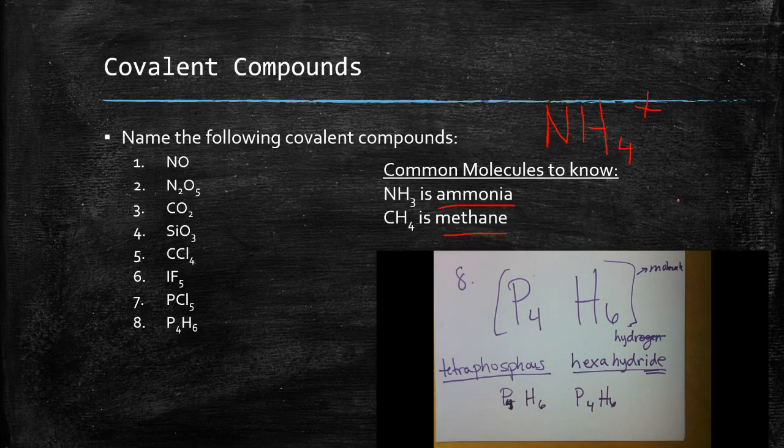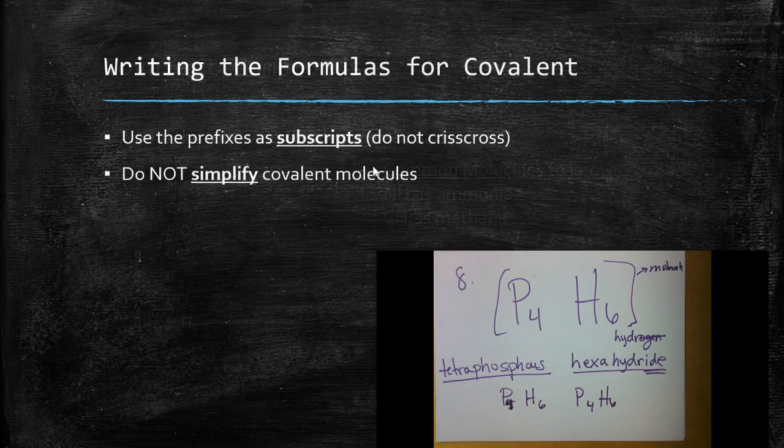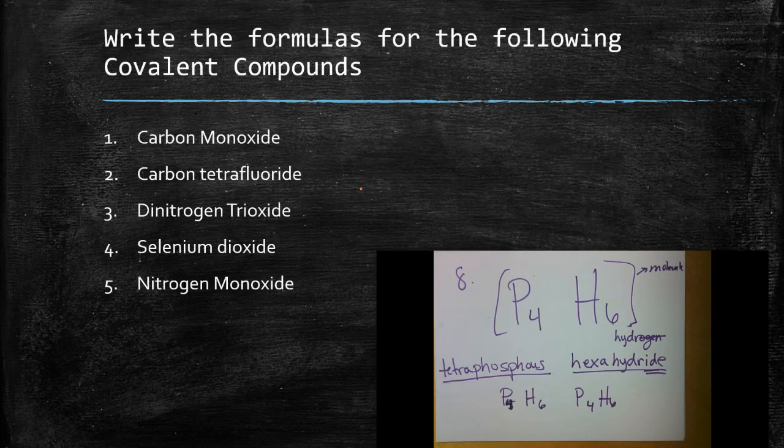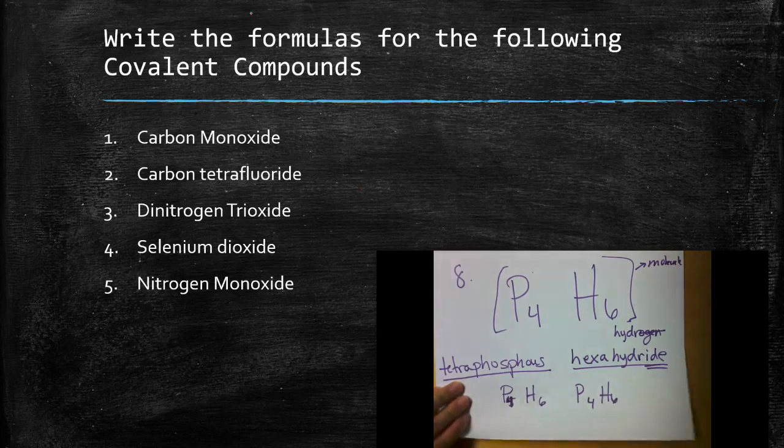All right, so let's take a look at some more examples. Some things to remember, we're going to use these prefixes as the subscripts. We will not crisscross and we will not simplify. So these are a lot easier than ionic because there's a lot less things that you have to do. So do not crisscross the subscripts and do not simplify. So let's take a look at these examples.